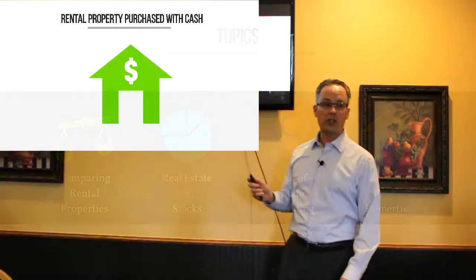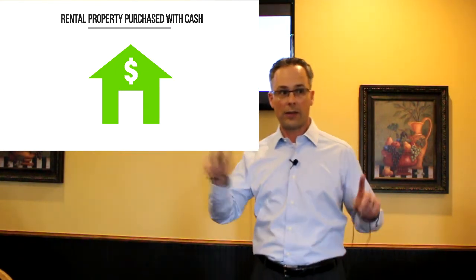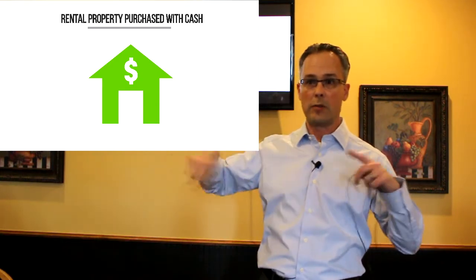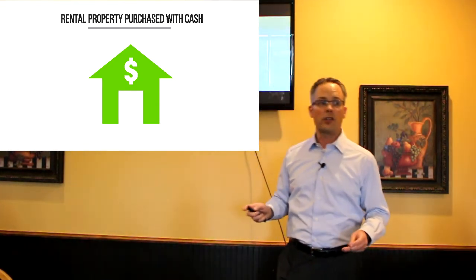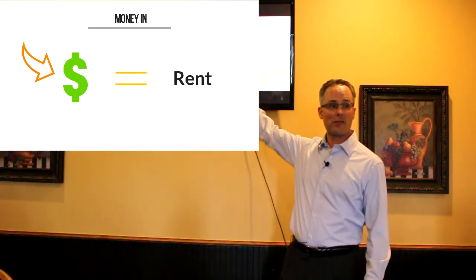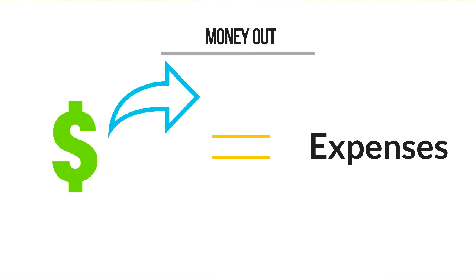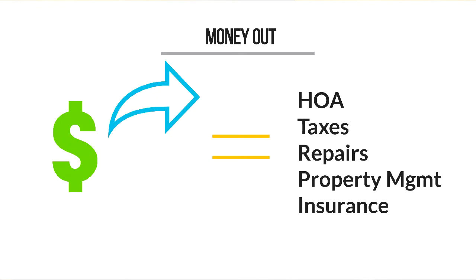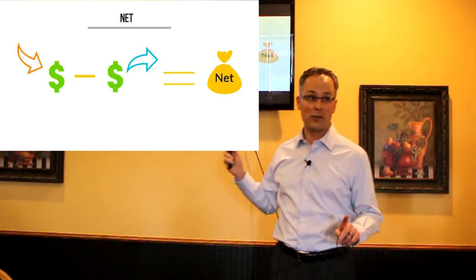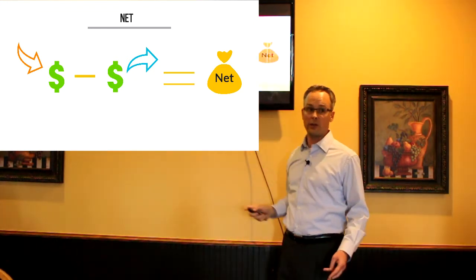So we're going to start off by just looking at a property that is owned cash. Okay. So I don't want to have the loan part be complicating the numbers here. You buy it cash. Okay. So you have a couple of things going on after you buy it cash. You have money coming in, called rent, right? You're going to have a vacancy allowance or whatever, but that's going to be what you have coming in. And then you're going to have money going out, expenses. Expenses will be things like HOA, insurance, taxes, all of that. Okay? So you have what you have coming in minus what you have going out. You have net. This is your net cash flow here.